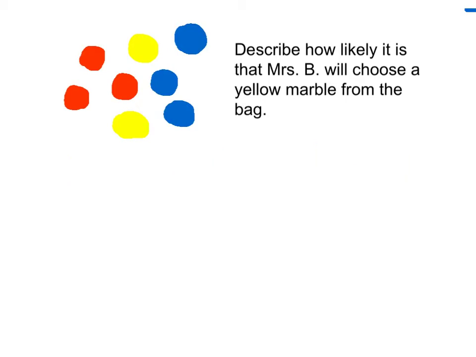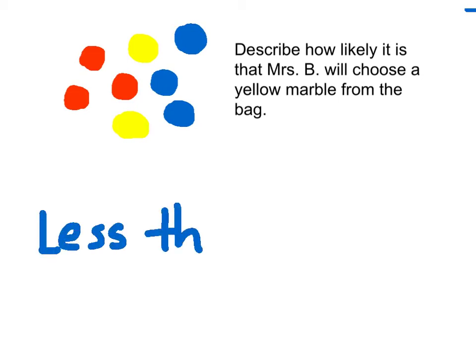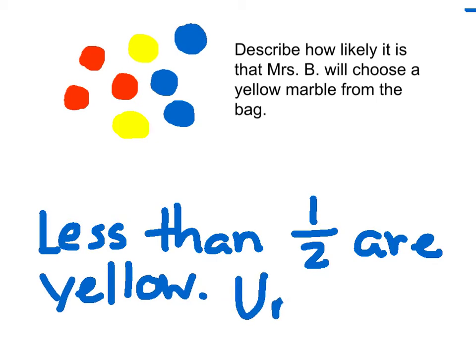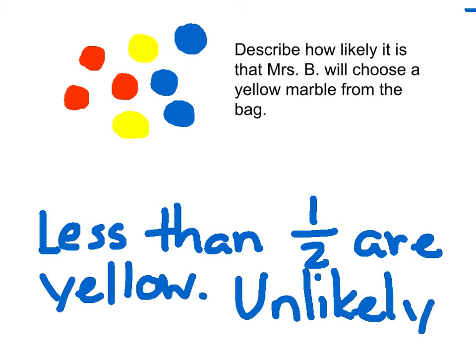Then we need to count the number of yellow marbles that there are. There are 1, 2 yellow marbles. So that means that less than 1/2 of the bag are yellow. So that means that I am unlikely to choose a yellow marble. And our final answer would be unlikely.